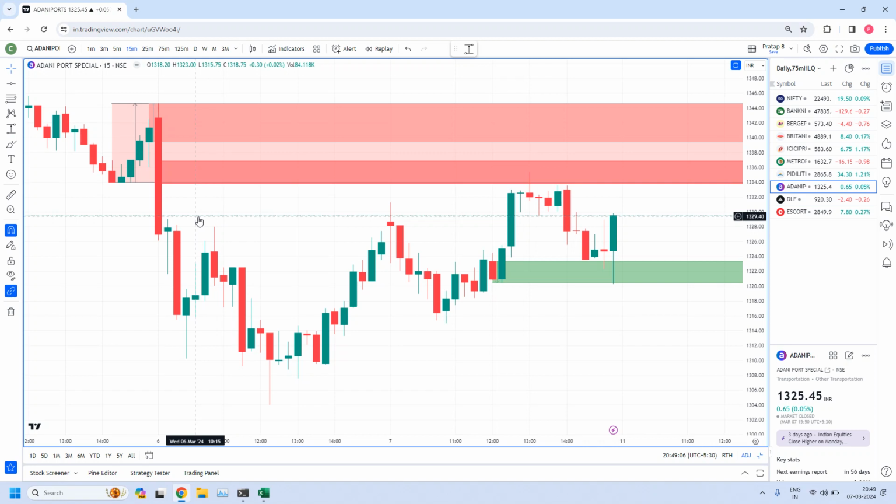Or even you can take aggressive trades based on a high liquidity zone also. A 5-minute high liquidity zone inside a 75-minute high liquidity zone, or a 5-minute high liquidity zone inside a daily high liquidity zone. I repeat again, a 5-minute high liquidity zone inside a 75-minute high liquidity zone or inside a daily high liquidity zone. You can directly take aggressive trades.